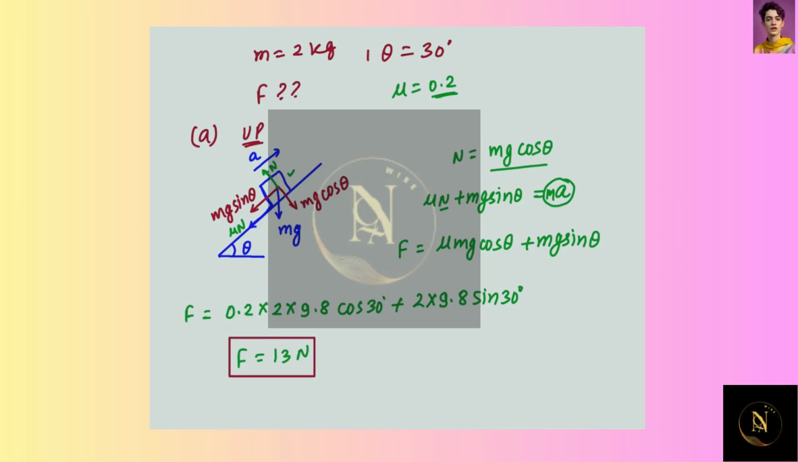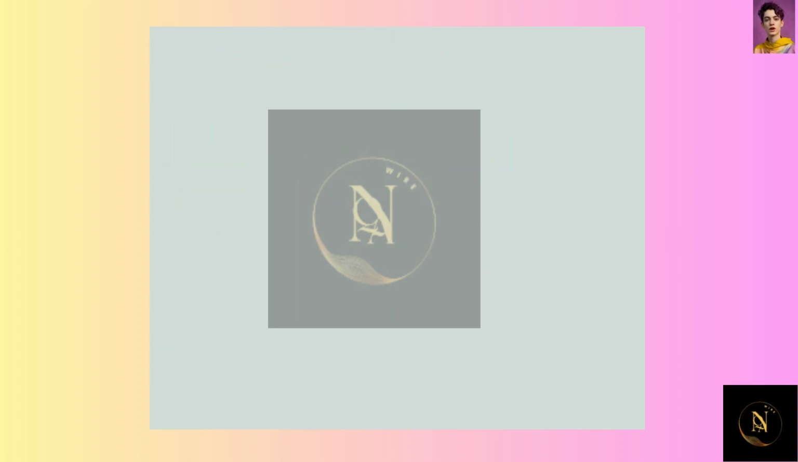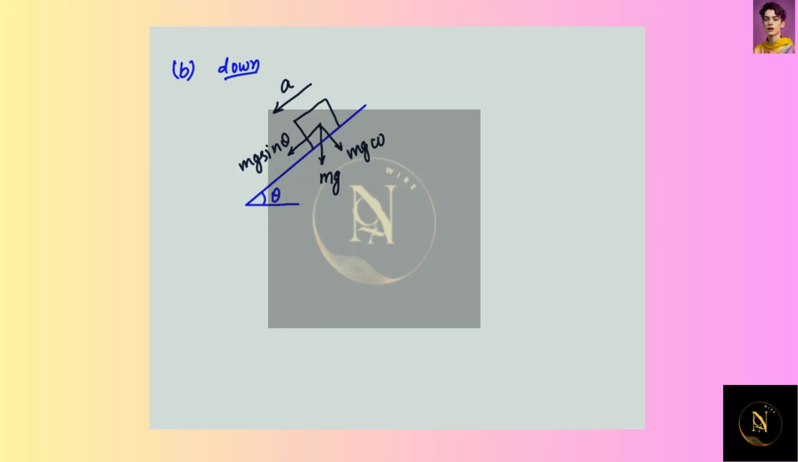Okay, now solving for part B, in which the block is to be moved in the downward direction. So again drawing the free body diagram. This is the inclined plane and this is the horizontal plane with angle theta, and this is the block of mass m. It will have weight mg in this direction, and since the block is moving in the downward direction, the components will be mg sin theta and mg cos theta. This is the friction force, which, because it is moving downward, will be in the opposite direction, and this is the normal force N.